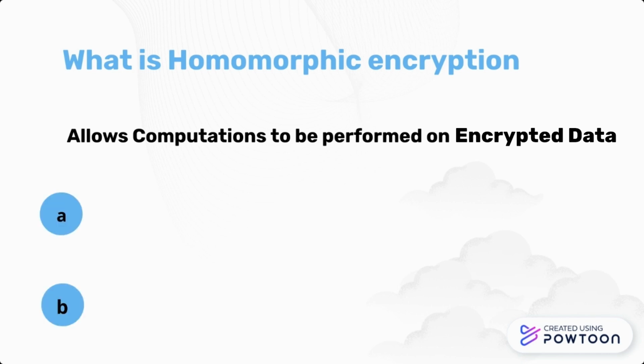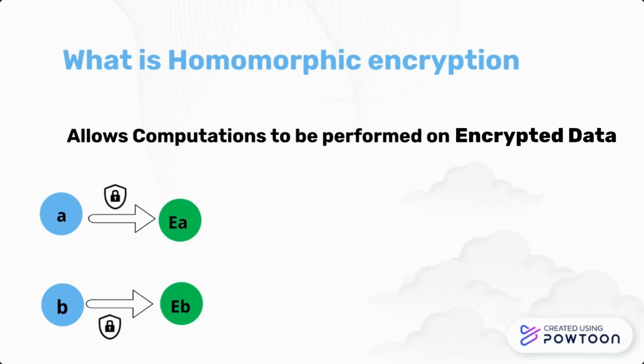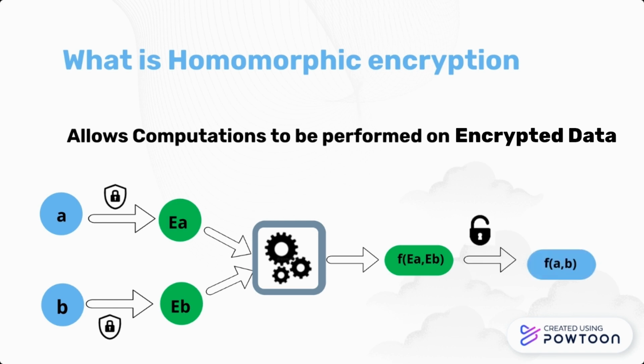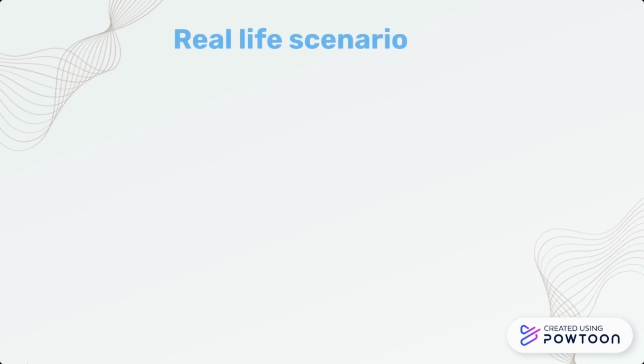Let's say we have two inputs A and B. A is encrypted to EA and B is encrypted to EB. There is some operation performed on these encrypted data EA and EB which results in an output F of EA, EB. This result after decryption will correspond to F of A, B, that is, as if the operations are performed directly on unencrypted data. Let's look at a real-life scenario where it is applicable.